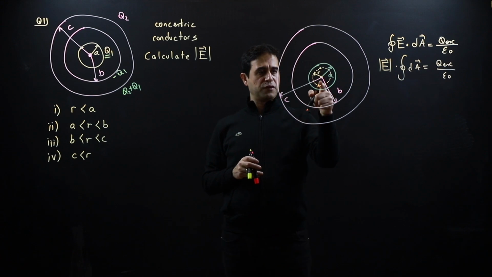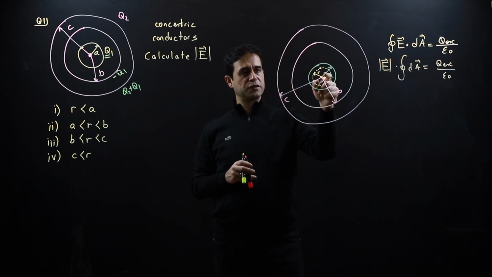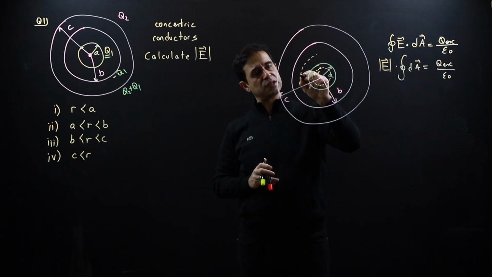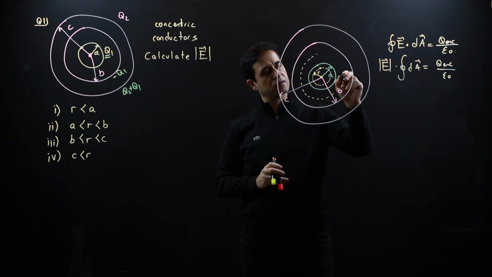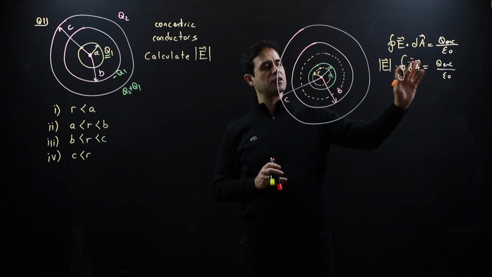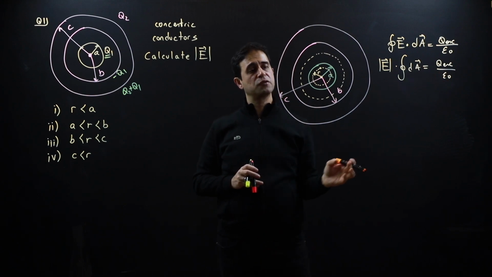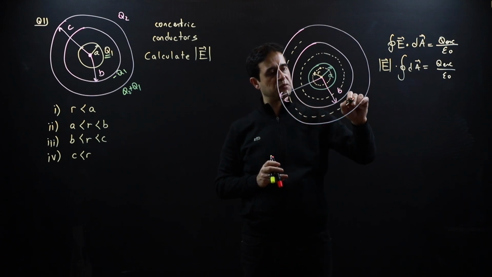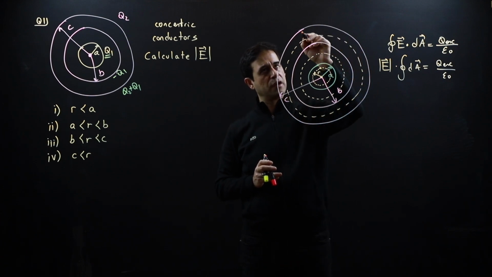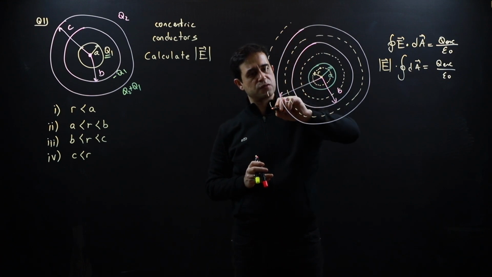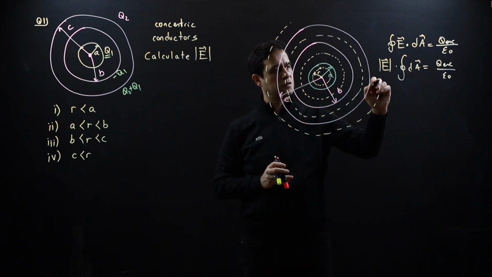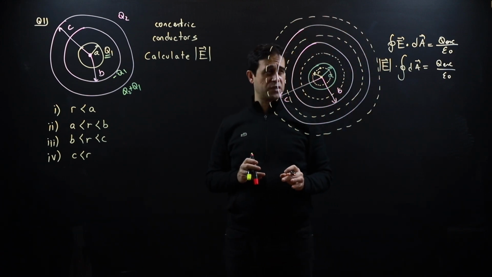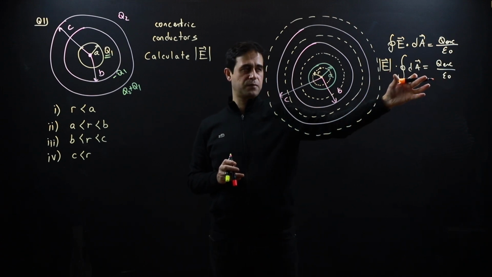And for any Gaussian surface, I did it for this R smaller than A, but even if I choose the other ones, like in part 2, if R is between A and B, you see, still the same story. The same E times dA is equal to Q enclosed over epsilon 0. Now Q enclosed is different. And if you choose R to be between B and C, you choose this Gaussian surface. And if R is bigger than C, you choose this Gaussian surface, right? Okay, so for all of these different situations, we will use exactly the same expression here.